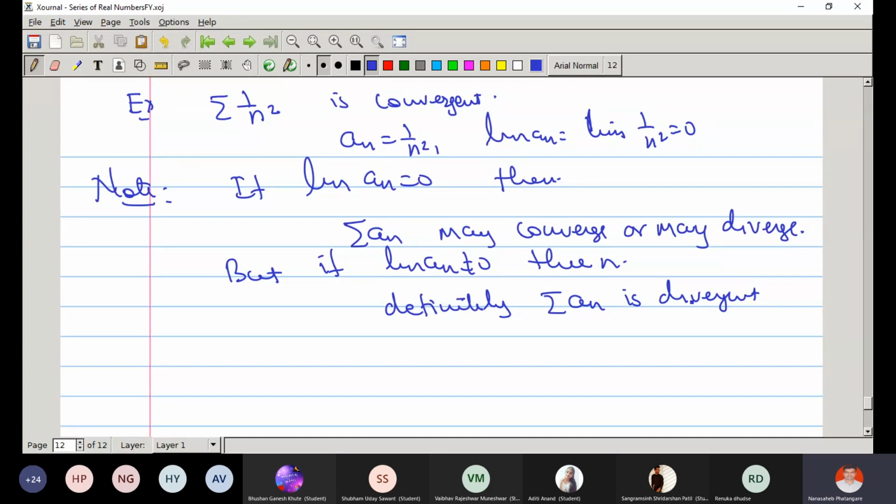So therefore checking the limit of a_n is useful if the series is divergent. Otherwise it is not useful. This criterion is not useful at all. Correct? Okay.